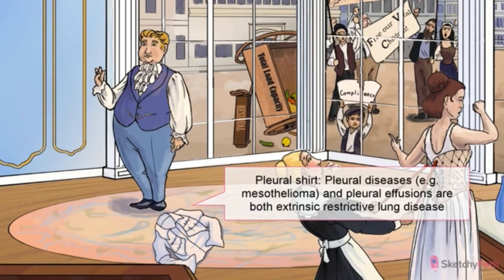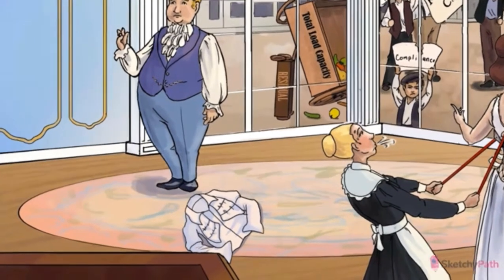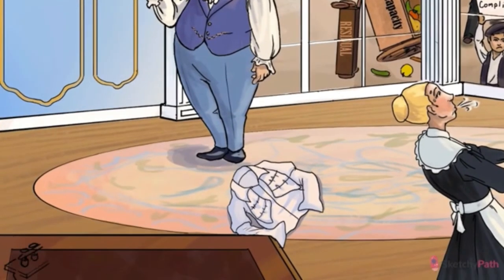Think of that vest as a set of restrictive pleura that encase the lungs. In the setting of pleural disease, such as mesothelioma, pleura can develop plaques and stiffen. Or, during pleural effusion, for example, fluid can collect between the parietal and visceral layers, making it so your pleura just don't want to move. Either way, the lungs underneath will not be able to expand as they should. In other words, they're restricted.